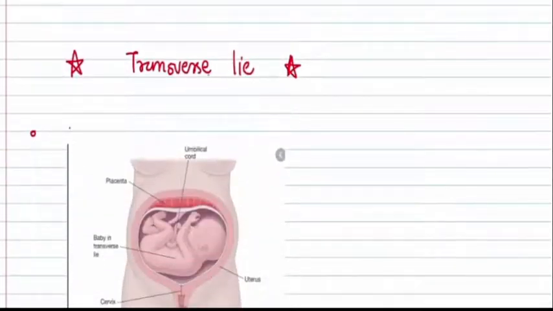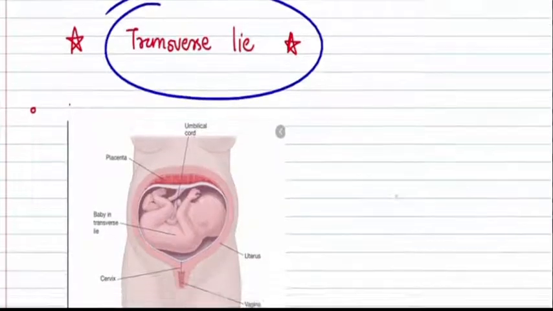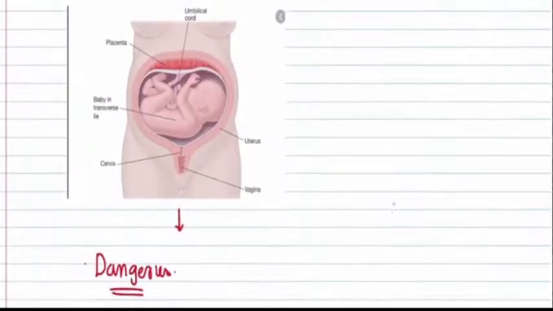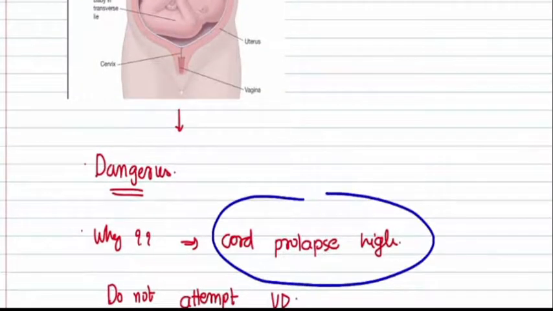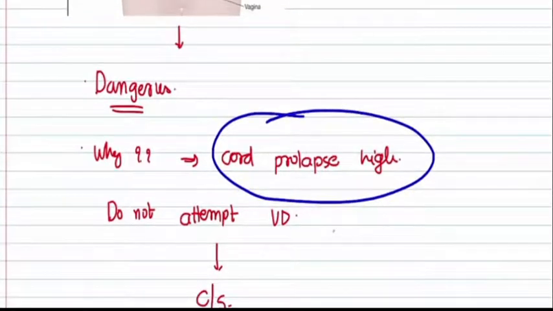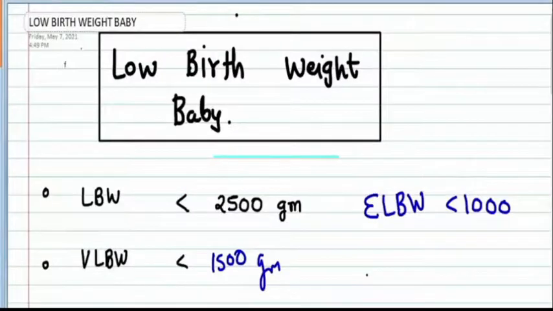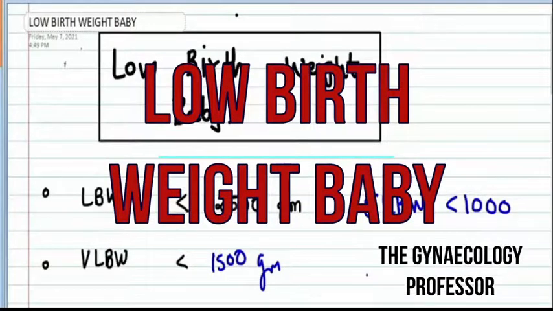Now the third one is transverse lie. The transverse lie position of the baby is very, very dangerous because there are higher chances of cord prolapse. So do not attempt normal vaginal delivery, do not attempt version in this case, directly go for cesarean. Now let's discuss low birth weight baby.